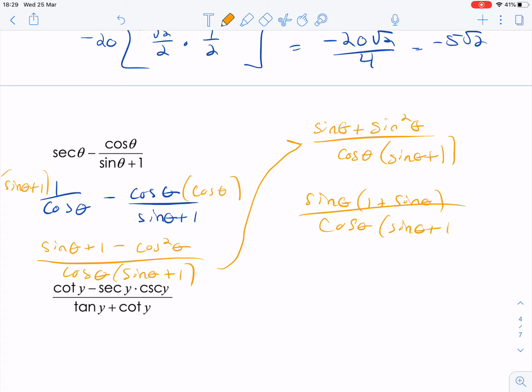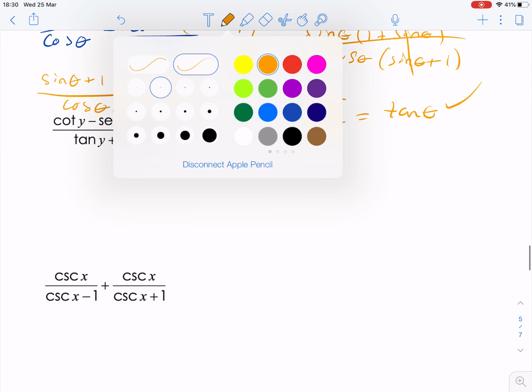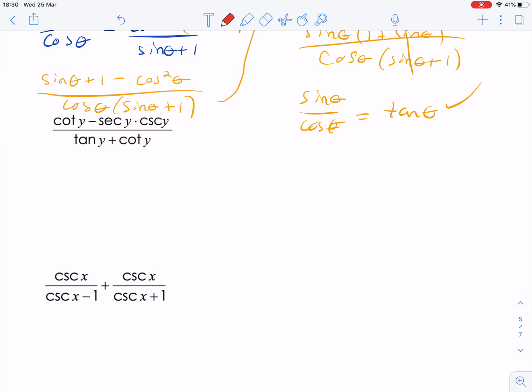Sine of theta plus 1, cancel. Sine of theta over cosine of theta equals tangent of theta. Cool. That's a fun one. Next. All right.